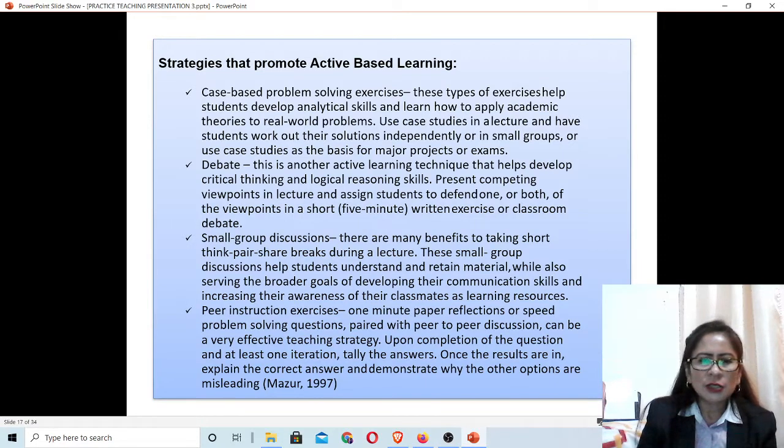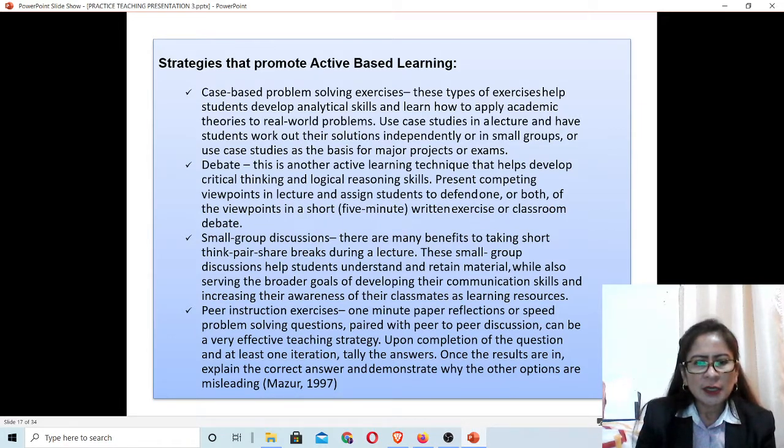Small group discussion. There are many benefits to taking short think-pair-share breaks during a lecture. This small group discussion helps students understand and retain materials while also serving the broader goals of developing their communication skills and increasing their awareness of their classmates as learning resources.